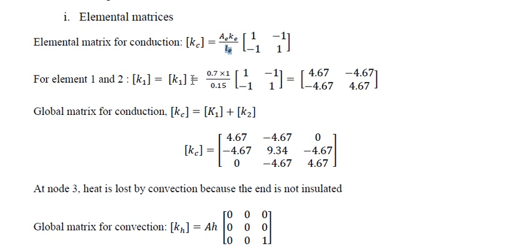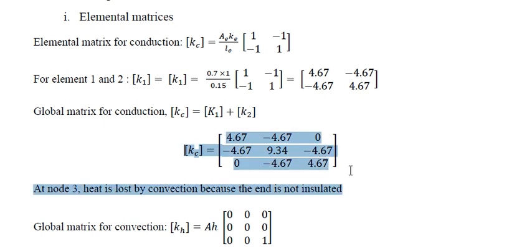Area is the same, conductivity is the same, length is the same. If this is the condition, K1 will be equal to K2. So I substitute the value of K, area and length, and get 4.67. K1 will be equal to K2, but the degrees of freedom will change. K1 will have degrees of freedom 1, 2, and K2 will have degrees of freedom 2, 3. So this term gets added, 4.67 plus 4.67. So the global conduction matrix will be like this.